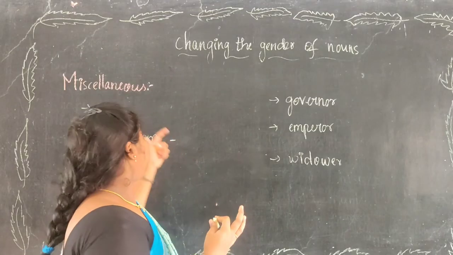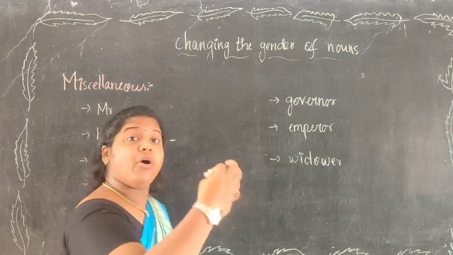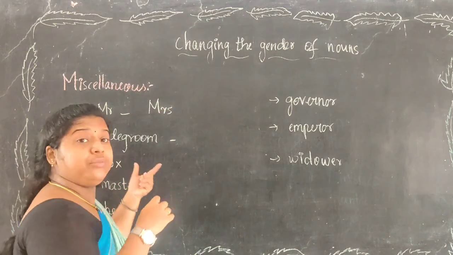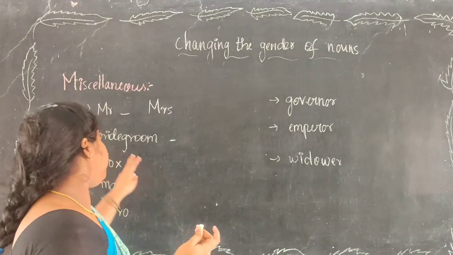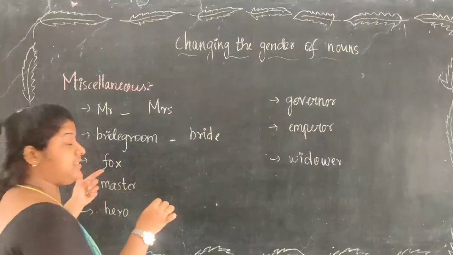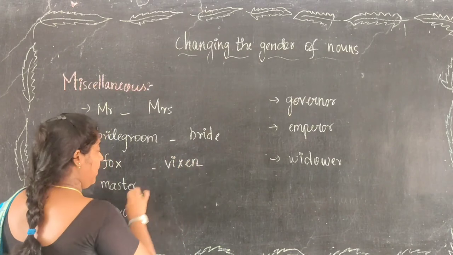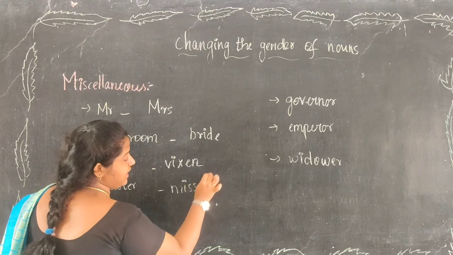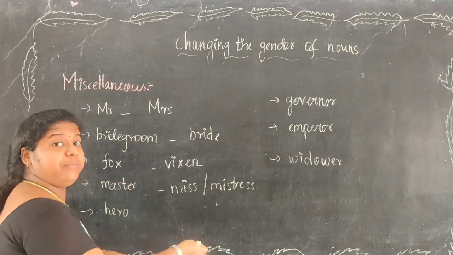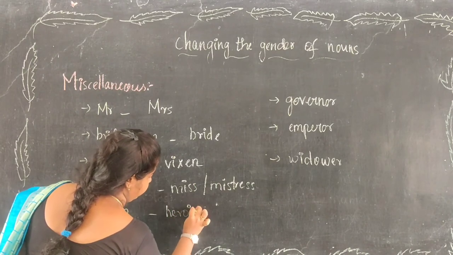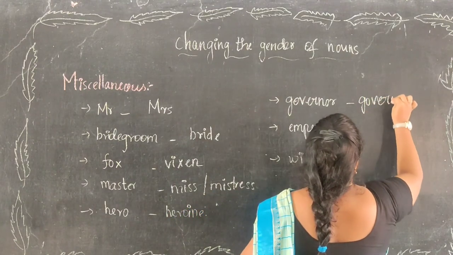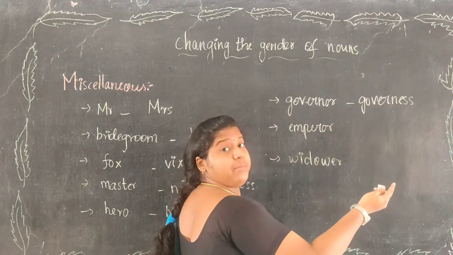Okay students, now we are going to learn about miscellaneous. Miscellaneous means nothing but what we left from all the ways. See there. Mister. What is in feminine? Yes, mistress. Bridegroom. Who is the bridegroom? The man who is about to get married. The feminine is bride. And then fox. Vixen. Master. Miss. Or else we can say mistress. And then hero. You are very familiar with. Then what is in feminine? Yes, heroine. And then governor. Governess. Emperor. Empress.